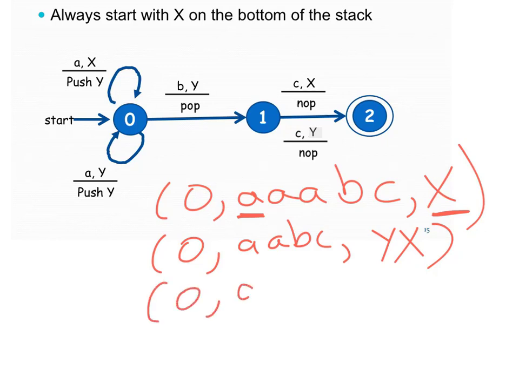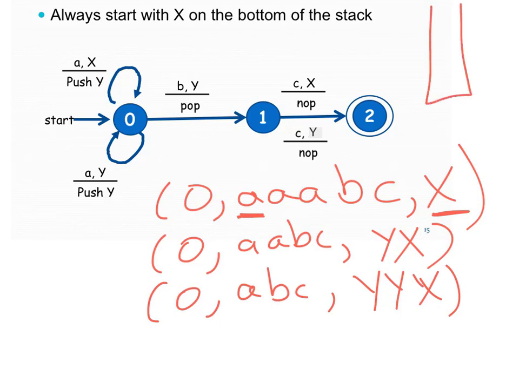I've processed that A, so now I just have ABC. And now on my stack I have YYX, right? So that would be equivalent to, it looks like this in stack notation. But we're just going to write it like that because it's easier. Okay, so now I keep going.